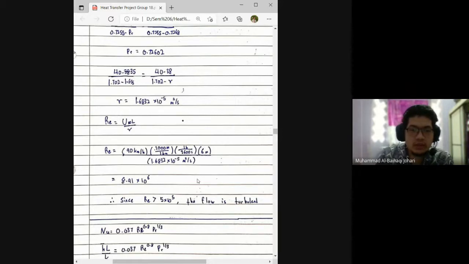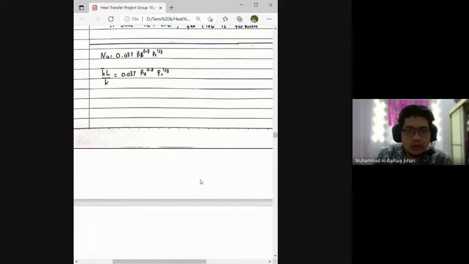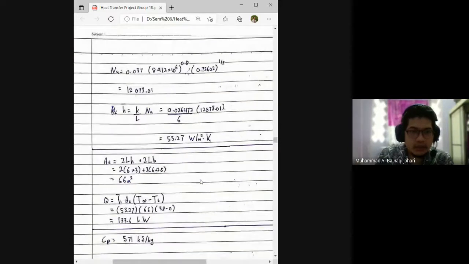Since the Reynolds number is more than the critical Reynolds number, we decided that the flow is turbulent. Therefore, we use the formula for the Nusselt number for turbulent flow, which is 0.037 times Reynolds number to the power of 0.8 and Prandtl number to the power of 1/3. Next, by using the formula, we can find the Nusselt number for our analysis.